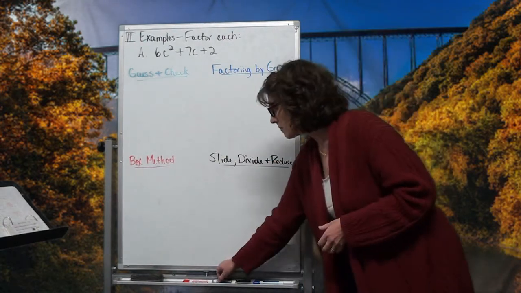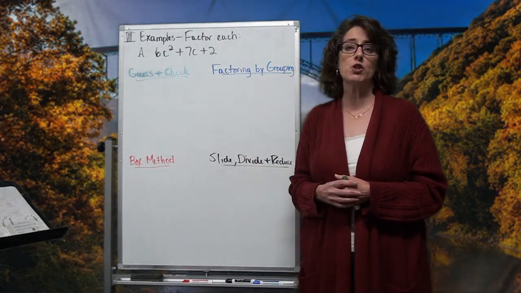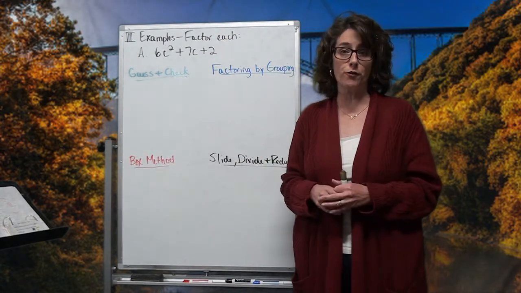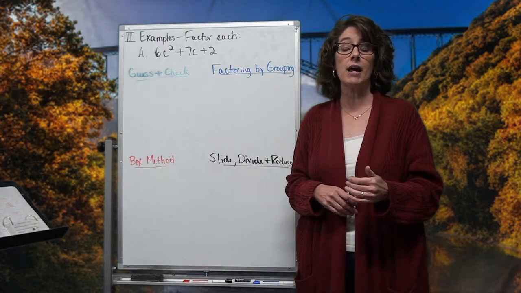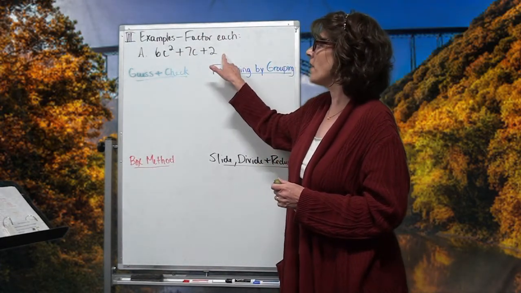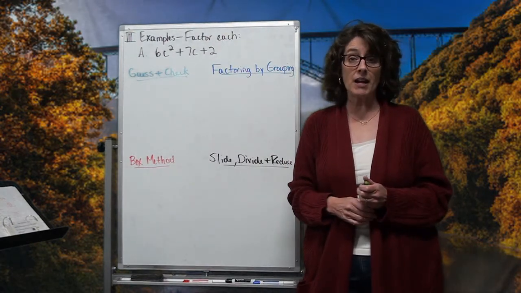Now, I've got 6c squared plus 7c plus 2. And remember, I always look first to see if there's something common I can divide out before I do anything else. I can take c's out of here, but not here. I can take a 2 out of here and here, but not here. So there's nothing common that I can divide out.